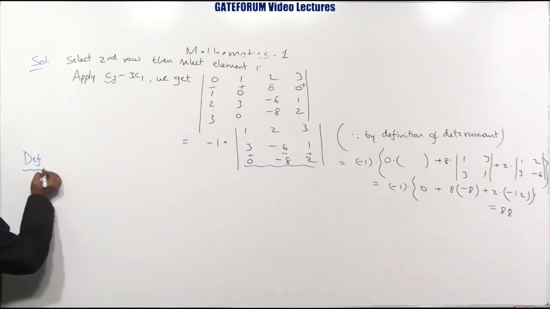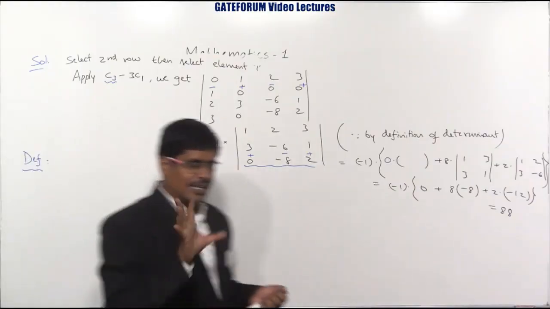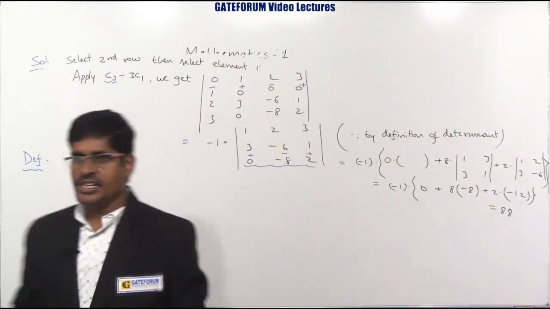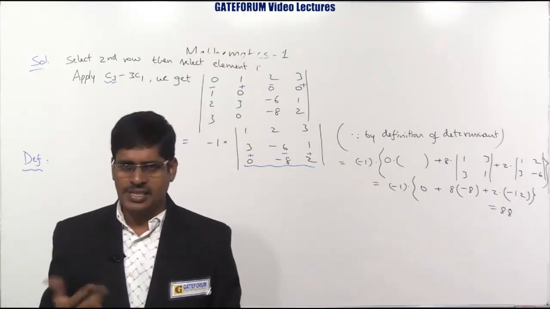Definition. These are other types of matrices, 9 definitions, which I grouped into 2 definitions. One definition containing 3 types, the other definition containing 6 types.